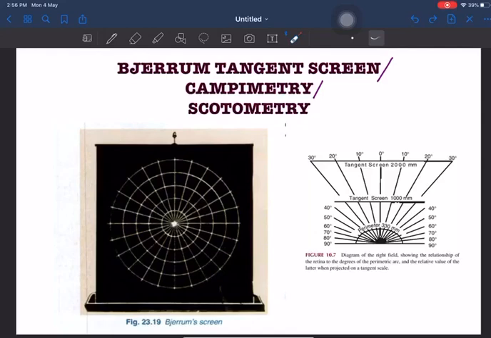The screen has a white object for fixation in its center, around which there are marked concentric circles ranging from 5 degrees to 30 degrees. The patient fixes on the central dot of fixation with one eye occluded, and a white target is brought in from the periphery towards the center in various meridians.